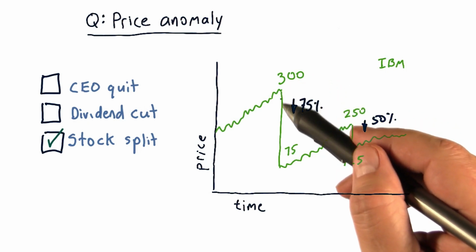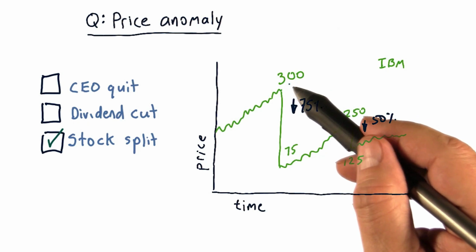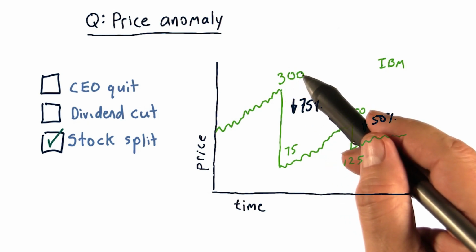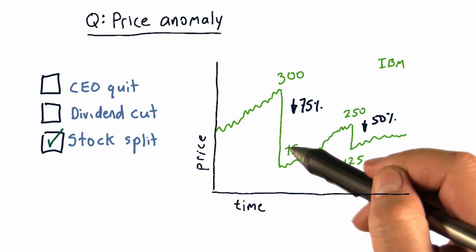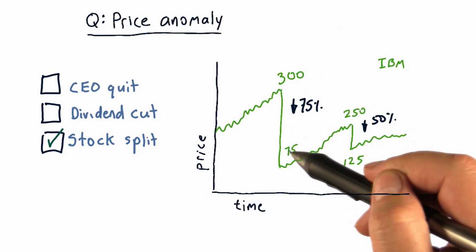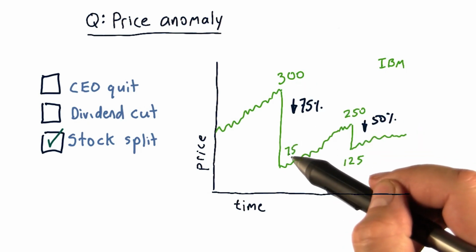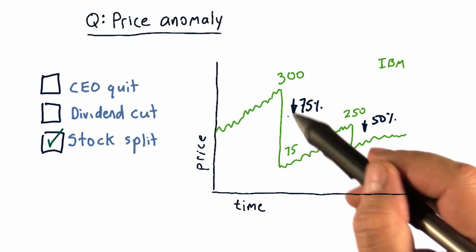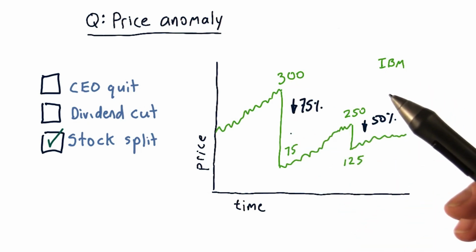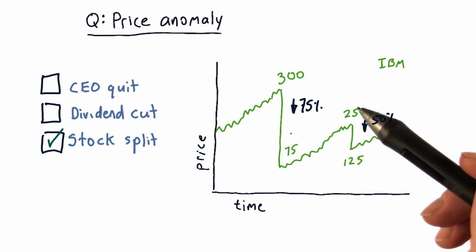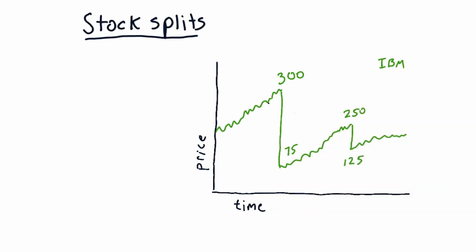What happened on this day is that the stock was selling at 300, and if you had one share of the stock on this day, on the very next day you had 4 shares. So your total value was preserved. You still had $300 worth of IBM, just now instead of 1 share, you had 4 shares. That's called a stock split. So indeed, these big price drops were caused by stock splits.